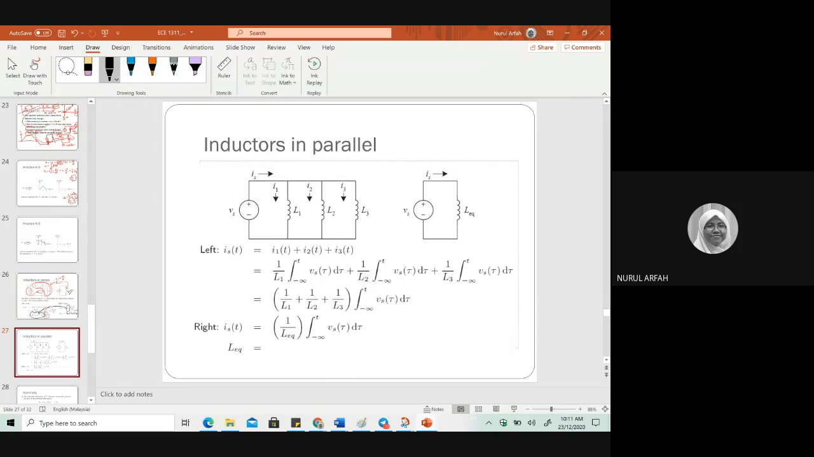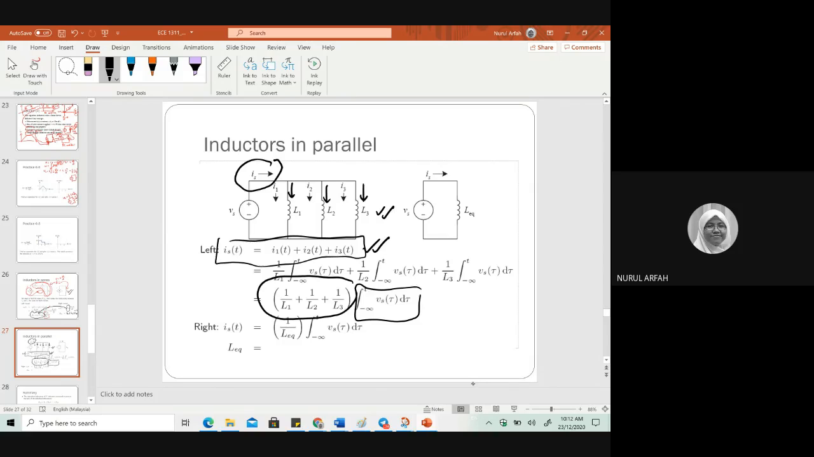Okay, for parallel, yes, you can do KCL at this node or this node, and then you're going to have this equation. What are they? The current source here is basically going to branch out to here, here, and here. Equivalent to this equation. The voltage across all inductors in parallel is going to be the same. So you can put it at one side like this, and the parallel of all inductors will be equal to this L equivalent.